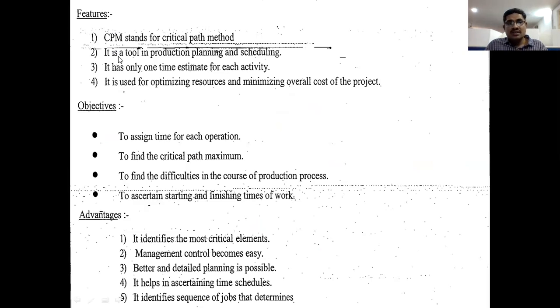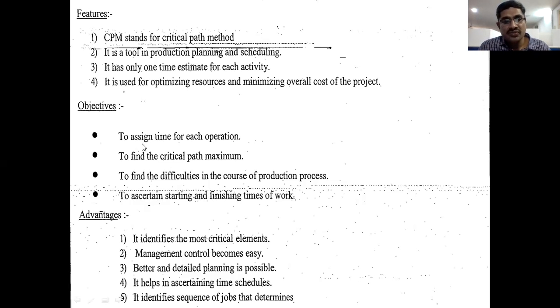As for features, CPM stands for critical path method, and it is also known as CPA, critical path analysis. It is a tool in project planning. It is one of the techniques for controlling our production planning and production scheduling. Next, it is a time estimation of each and every activity. It is useful for optimizing the resources of the company. Resources means the 5Ms, so effective utilization of all these resources reduces the overall cost of our projects.